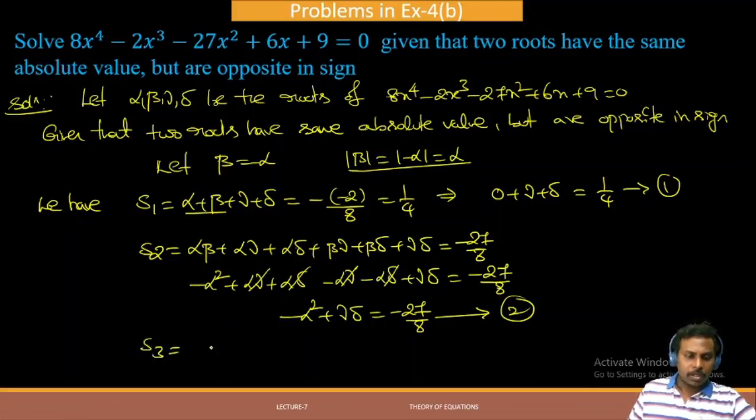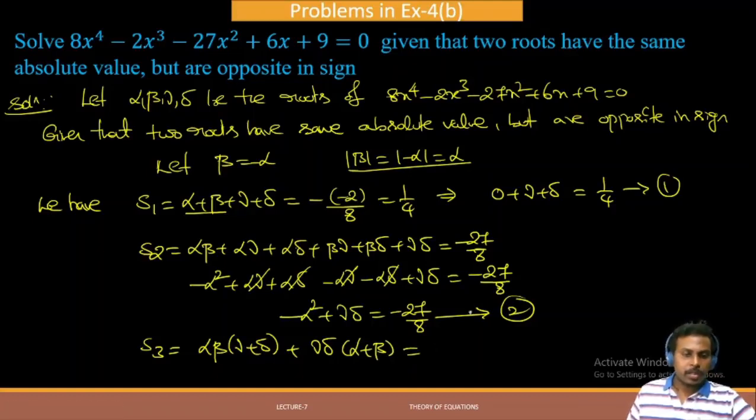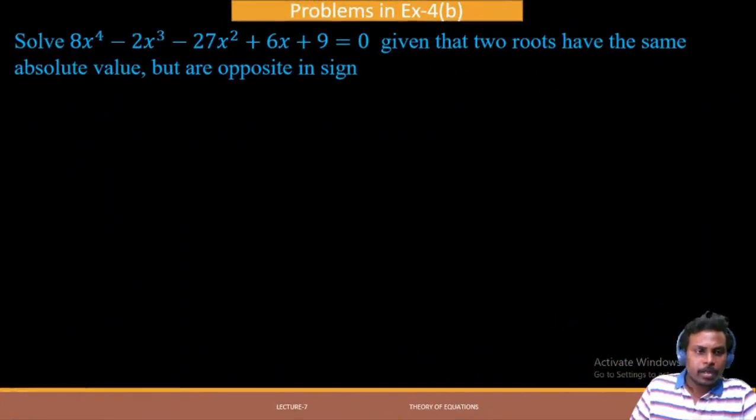Now S3, that is equal to, we have seen that relation: alpha beta into gamma plus delta plus gamma delta into alpha plus beta. So that is equal to minus 6 divided by 8. That is equal to minus 3 by 4. Let us continue the problem here.